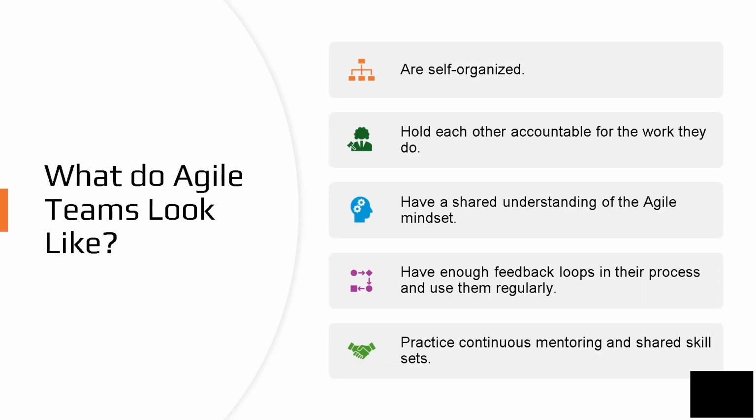What do Agile teams look like? They are self-organized. They hold each other accountable for the work they do. They have a shared understanding of the Agile mindset. They have enough feedback loops in their process and use them regularly. They practice continuous mentoring and shared skill sets.